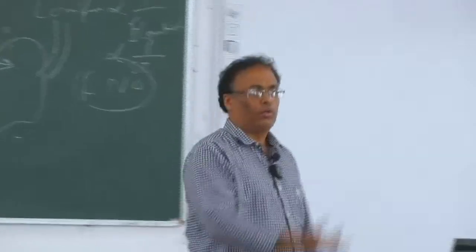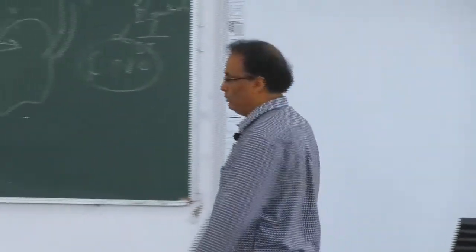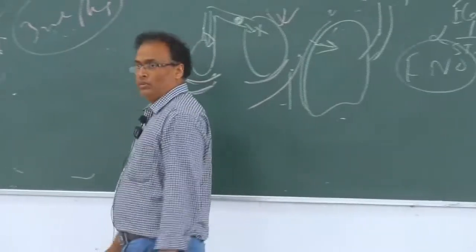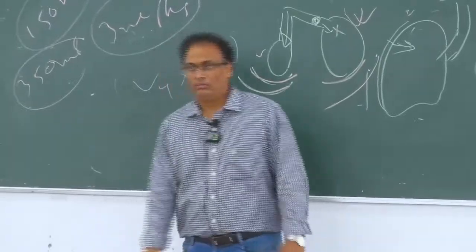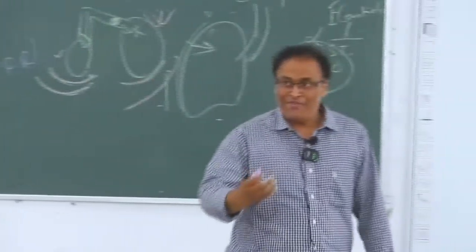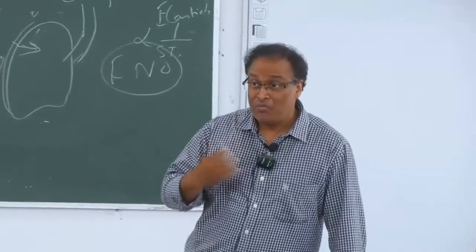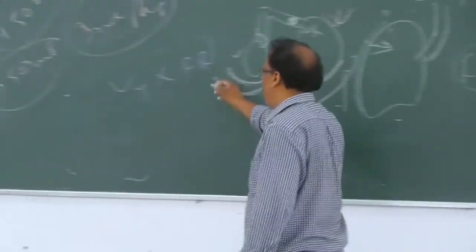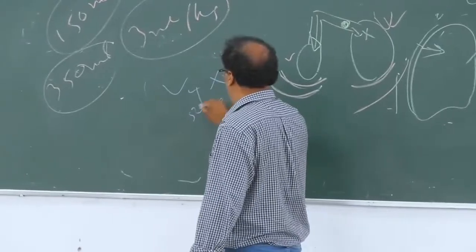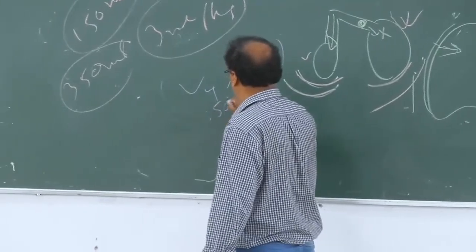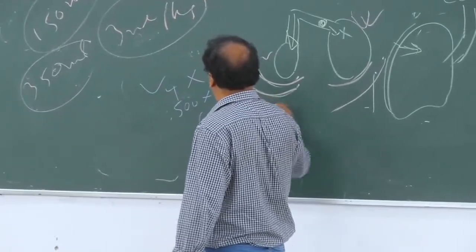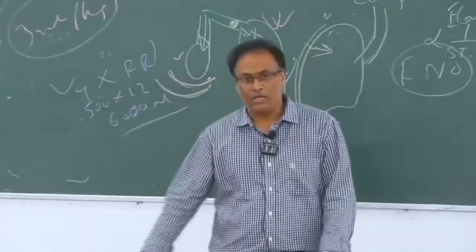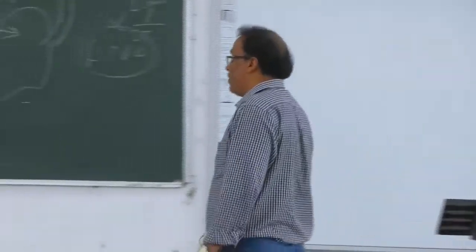Tidal volume into respiratory rate. But it is the pulmonary ventilation because we are taking tidal volume 500. So 500 into respiratory rate, how much should we take? 12. Let's take 12. How much is that? 6000 ml, right? So 6000 ml, 6 liters, is my minute volume.